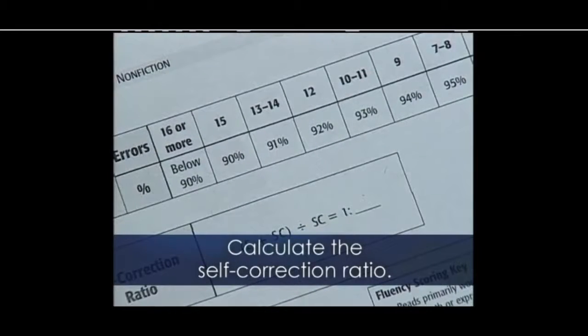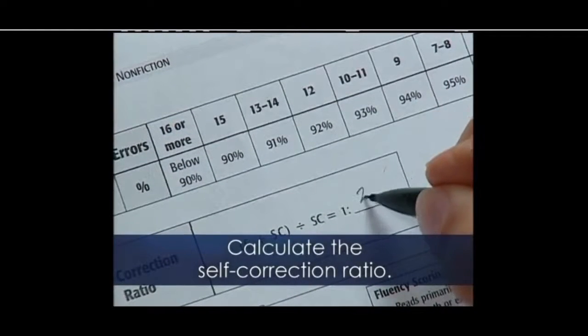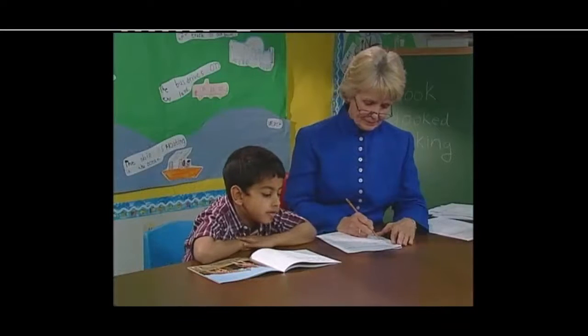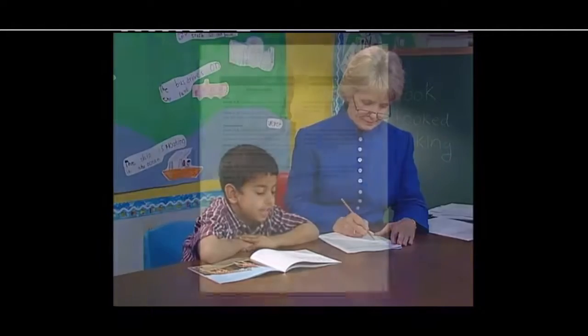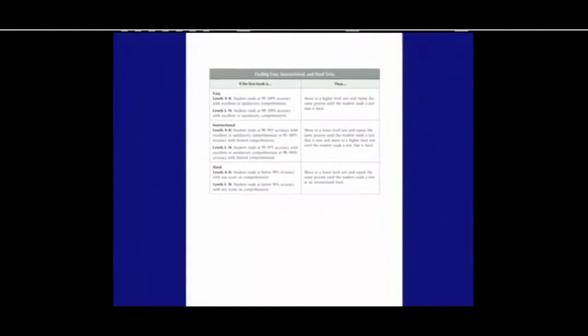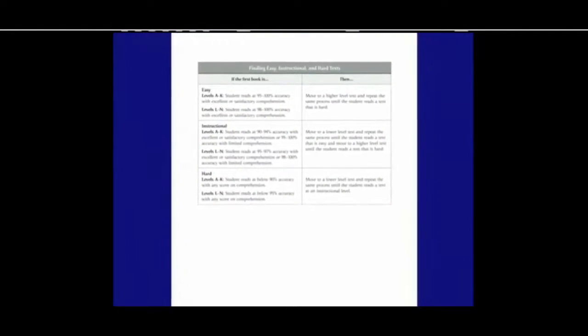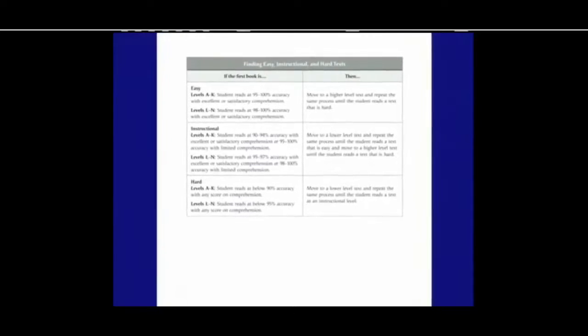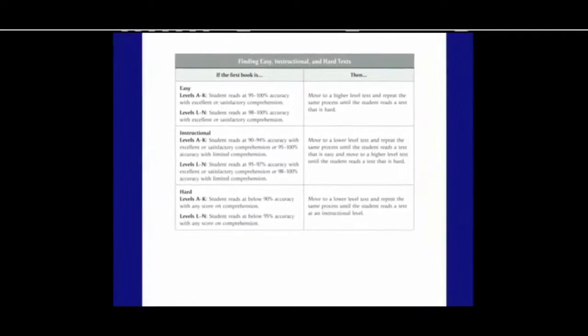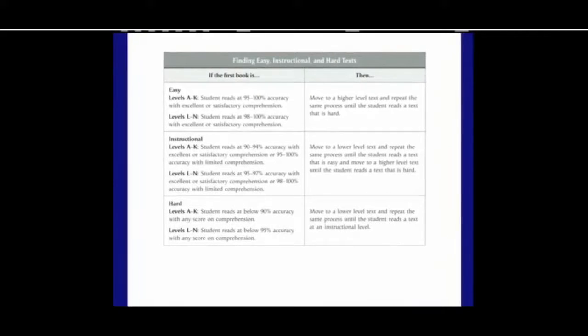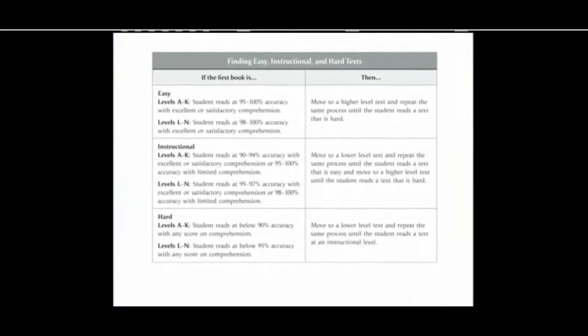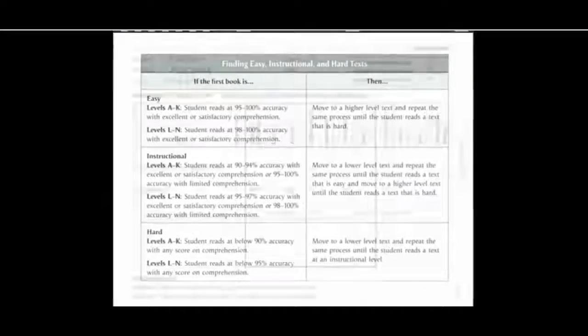Calculate the self-correction ratio and write it on the form. That lets you know the degree to which readers are monitoring or checking on their own reading and trying to reconcile the text as meaningful and coherent. After you have identified the student's accuracy levels for several books, as well as comprehension scores for the same books, you will need to determine the benchmark independent and benchmark instructional levels for that reader.